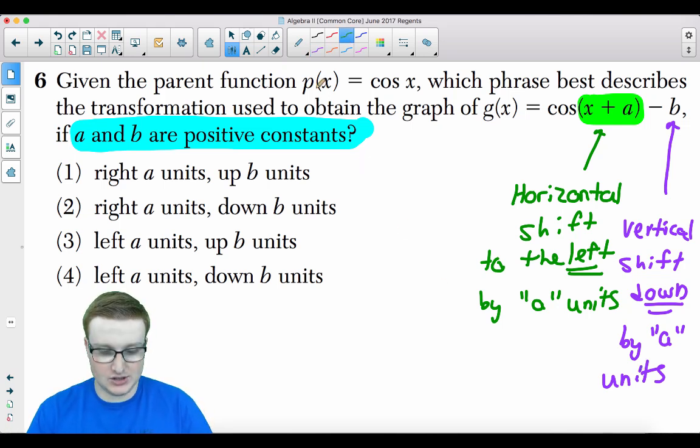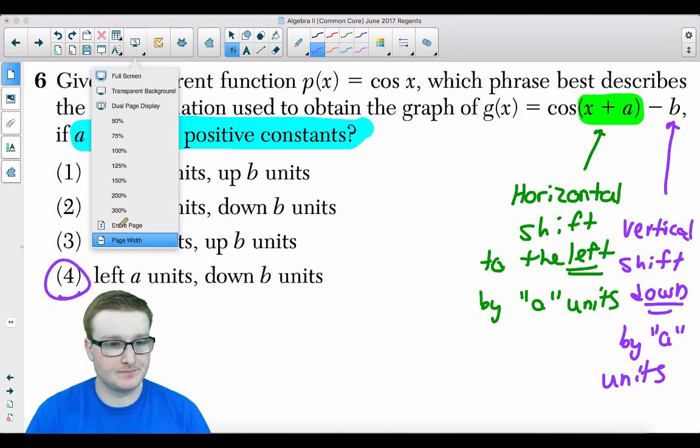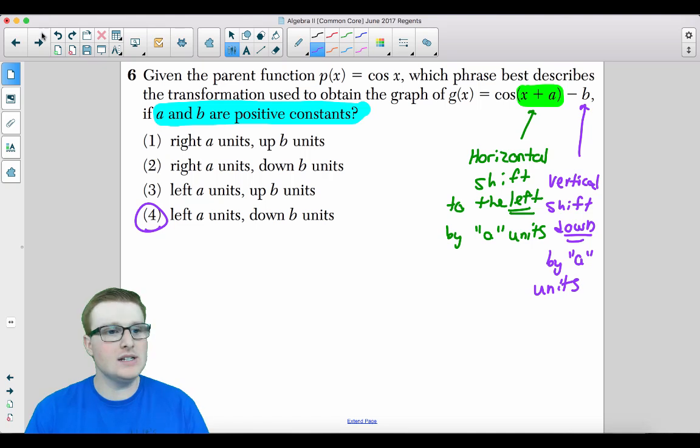So we're looking for that answer. Left by a units, down by b units. Your answer is choice 4 for that question. All right, that's how you do number 6. Pretty simple stuff so far.